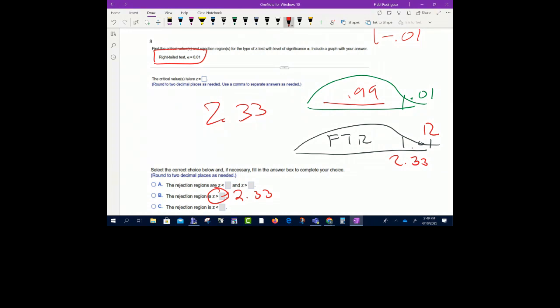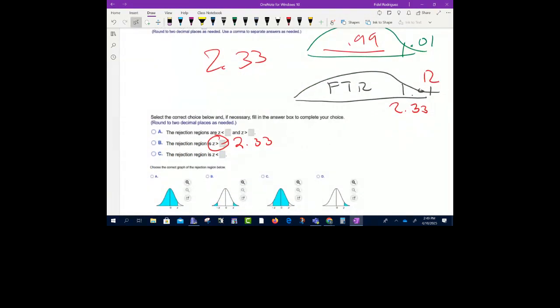And did they give us a picture? Oh yeah, they did. Guys, look at the picture we drew and look at the 4 choices they're giving us. Which one is the one that has the rejection area? Which one looks like, yeah, D, right? Boom. And there's my answer.